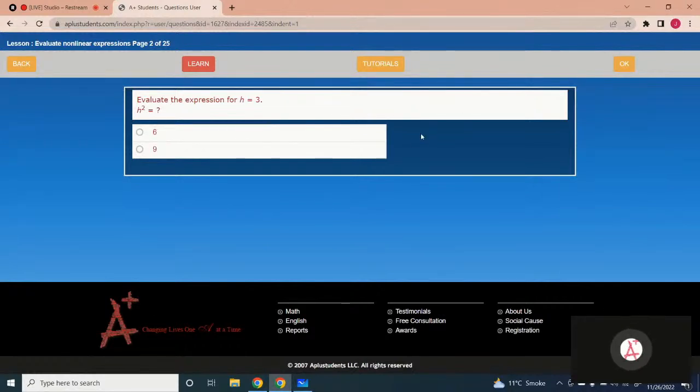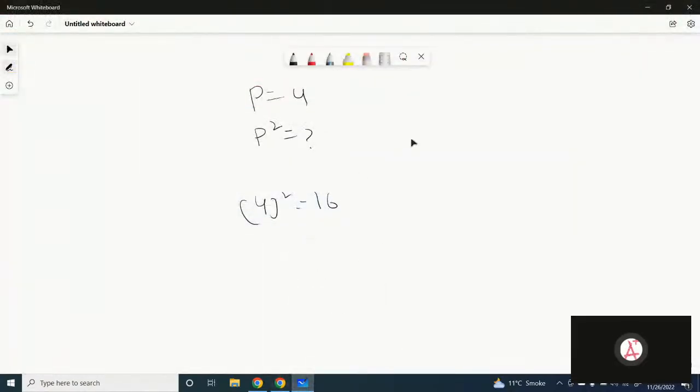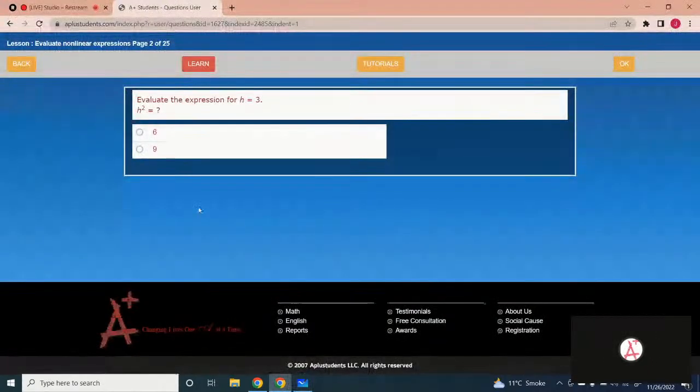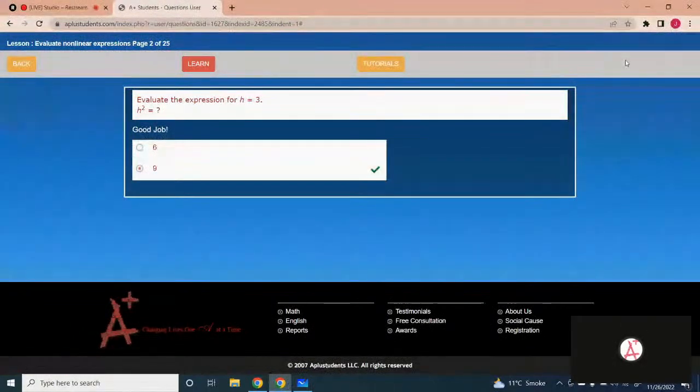Okay, the next one is evaluate the value of h square for h equals 3. You have to calculate the value of the expression h square when h equals 3. Replace the h with the value. It would be 3 square, and 3 square is 9. The correct option is 9. Just select the correct option, then click on the OK button.